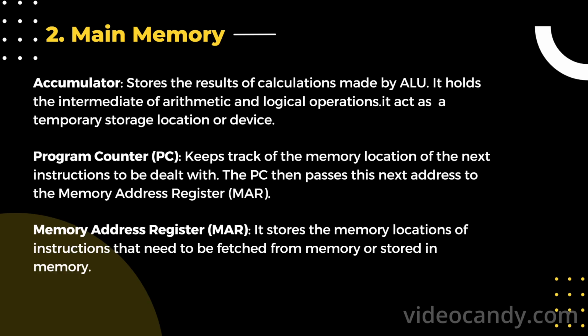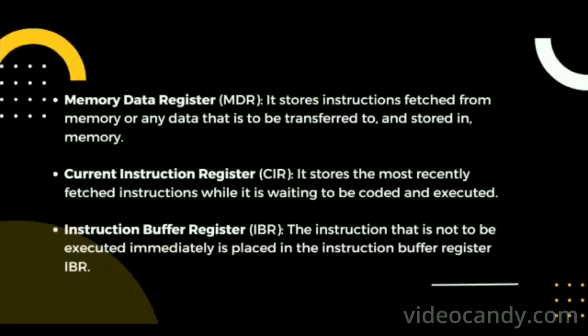The memory address register stores the memory locations of instructions that need to be fetched from memory or stored in the memory. The memory data register, MDR, stores instructions fetched from memory or any data that is to be transferred to and stored in the memory. There are two types of register.